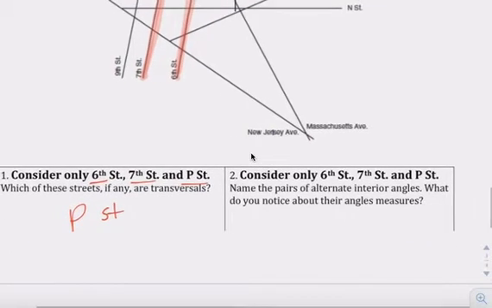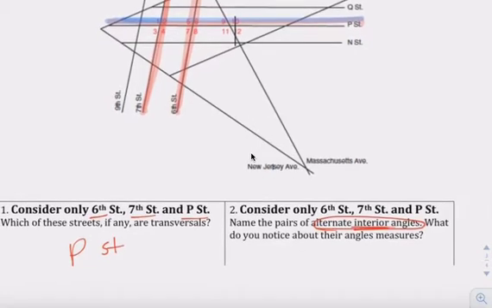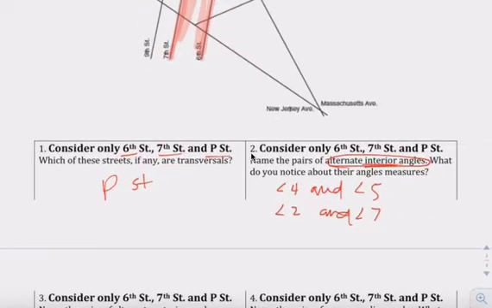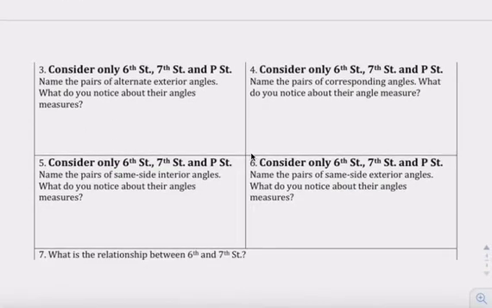Considering the same map, name the pairs of alternate interior angles. So alternate interior, inside. I'm going to highlight the inside part. Alternate interior. Okay, so angle 4 and angle 5. Angle 2 and angle 7. Okay, next page. Look at the map again.